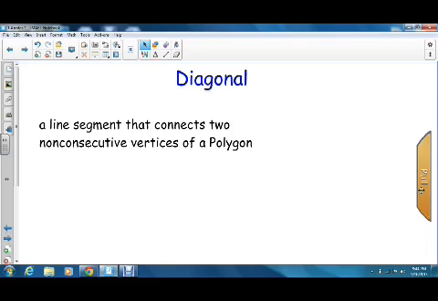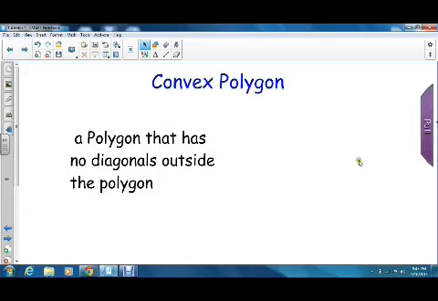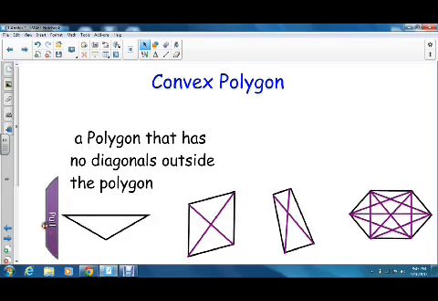All right, a diagonal. We're going to look at a couple different parts. A diagonal is a segment that connects 2 vertices that are non-consecutive. So, for example, what we've got here, this last blue line, this is a diagonal. Sometimes we'll talk about all the diagonals that we can draw through the figure, sometimes just from one vertex. I'll let you know about those when we get to them. All right, a convex polygon. A convex polygon has no diagonals outside the polygon. I think an easy way to look at that is to look at some examples.